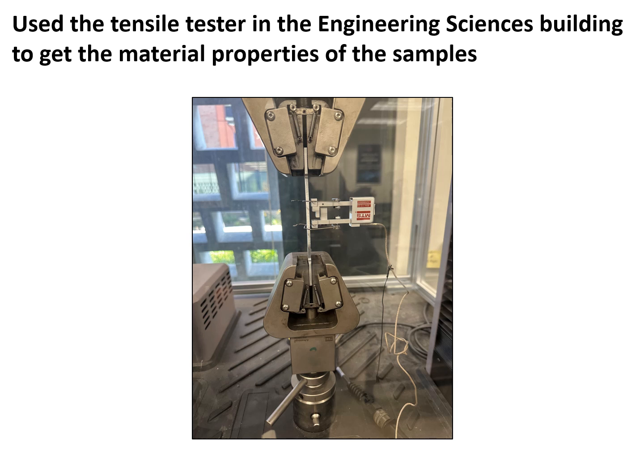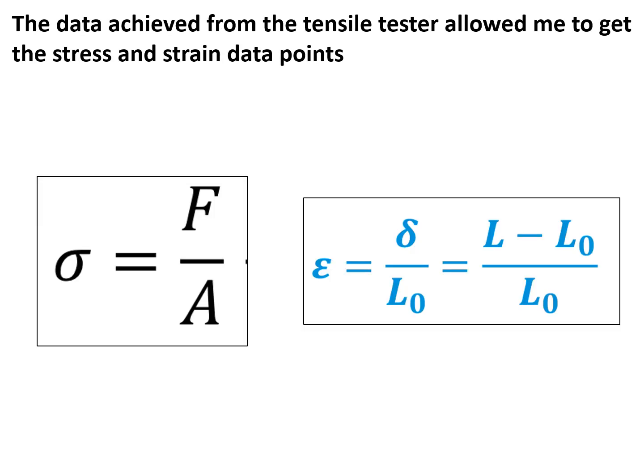From these data points, we can determine the stress and strain of the material. By first finding the cross-sectional area of each sample, making sure it is the area of the middle section of the bone sample, I divide the normal force given by the tensile tester by the cross-sectional area to find the stress. Then by using the change in length given by the extensometer data and dividing it by the gauge length, which is 1 inch, I can get the strain.